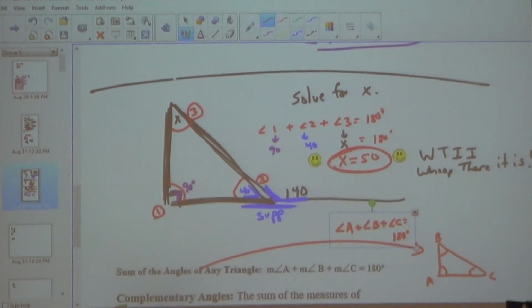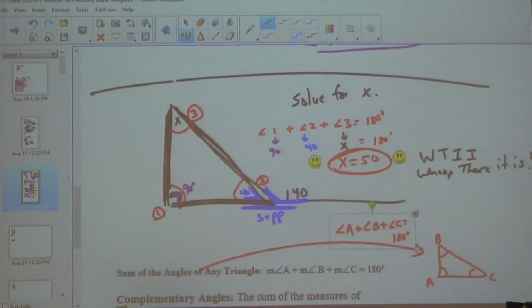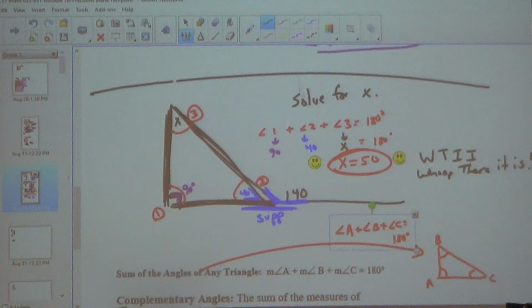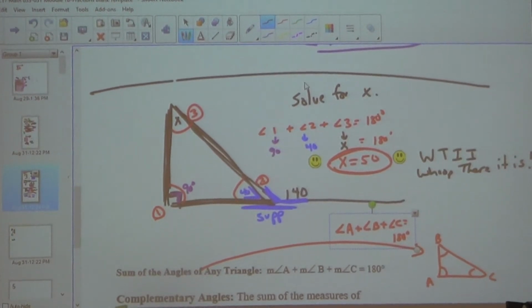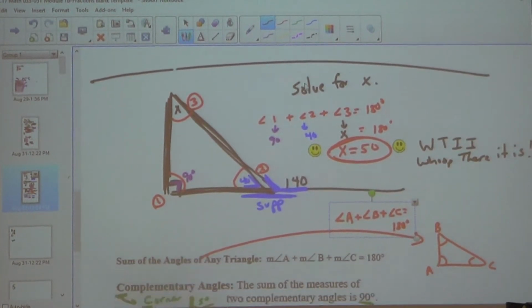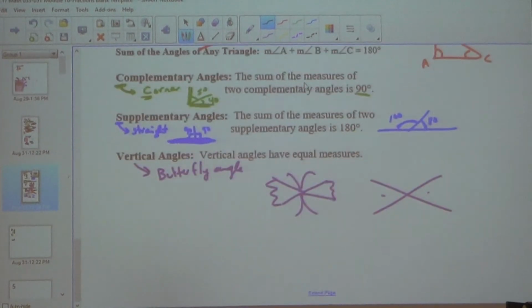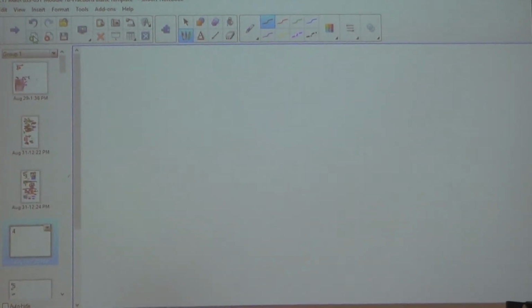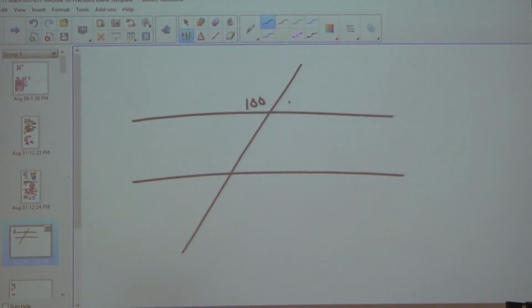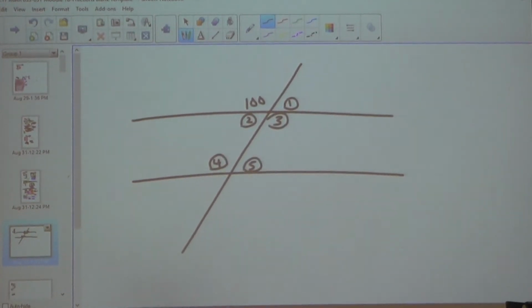I have a sign on my desk that says WTII. Whoop, there it is. Isn't that fun? Yeah, I was actually paying, man. I mean, it was kind of free. Watch this. If you thought that one was fun, watch this. I'm gonna be sleeping when I get home.